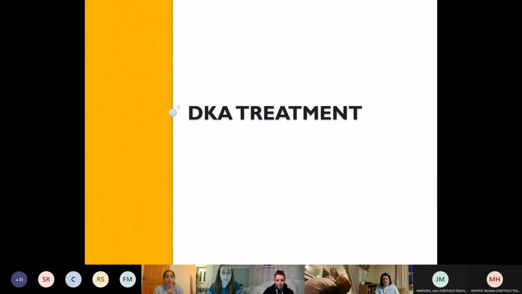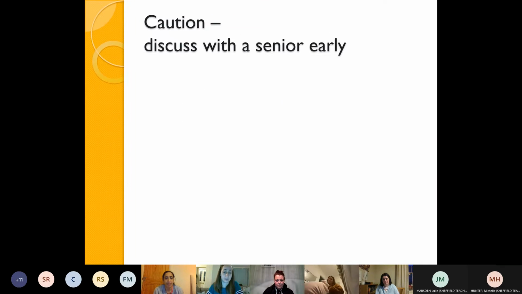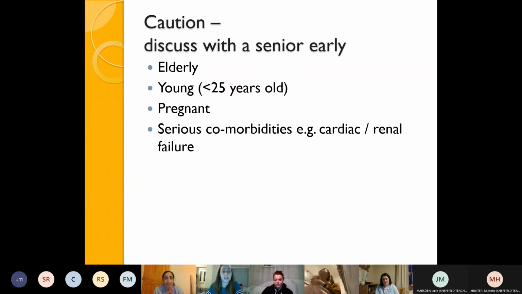So DKA treatment. We'll start off first with who we need to escalate early. So anyone that we would possibly struggle managing the fluid balance, which is just the same as in any scenario. So very elderly, frail, skinny people, we worry about pushing these people into pulmonary edema, cerebral edema. Quite young people and pregnant people, obviously we just need to be really careful with. And those with serious comorbidities, so cardiac and renal failure, they're at increased risk of going into fluid overload.